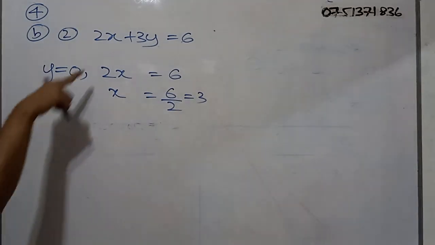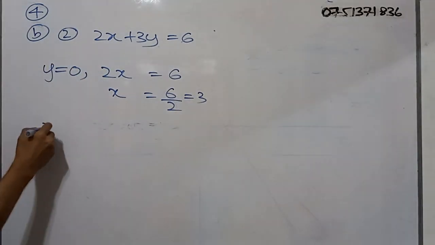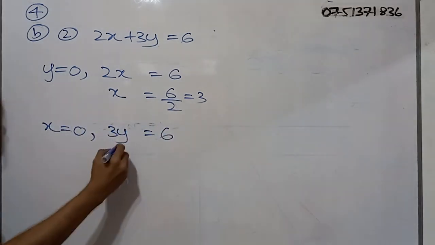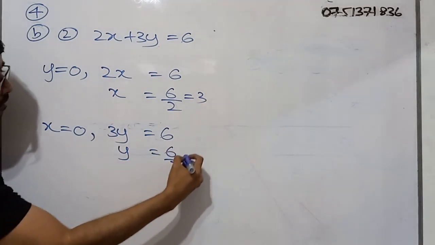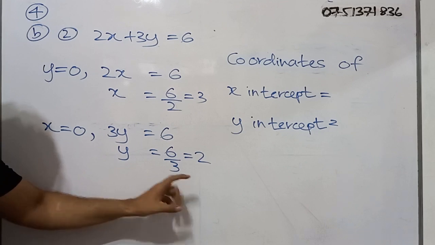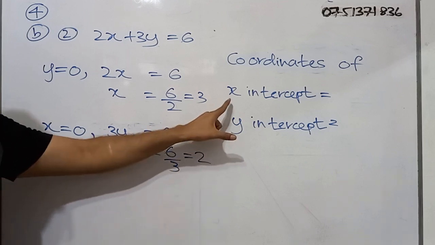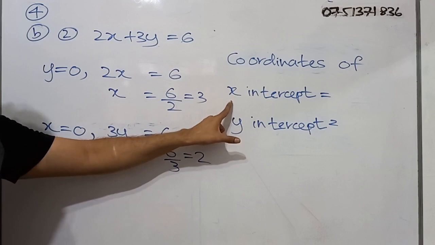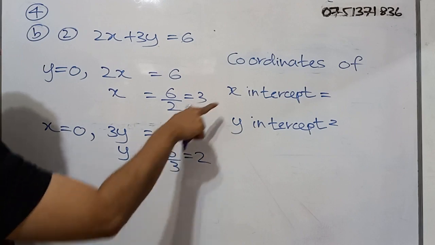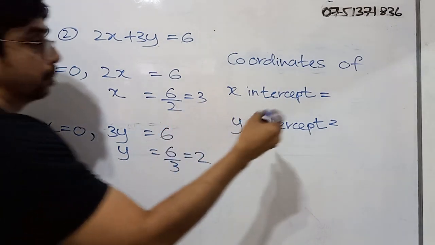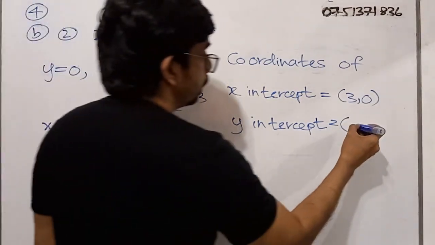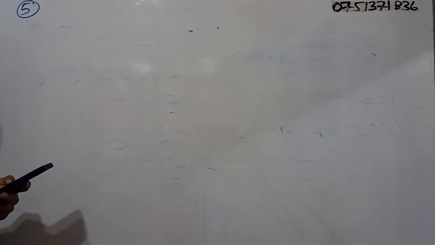Then we will consider the value of x as 0. So x will be equal to 0. Then 3y will be equal to 6. So y will be equal to what? 6 divided by 3, which is 2. Now these are not the answers. We have to find what? Coordinates of the x-intercept and y-intercept, right? So coordinates of the x-intercept is what? 3, 0. And y-intercept will be 0, 2.